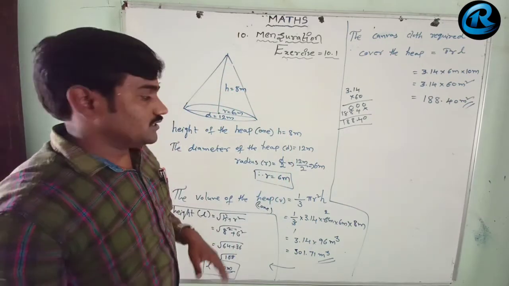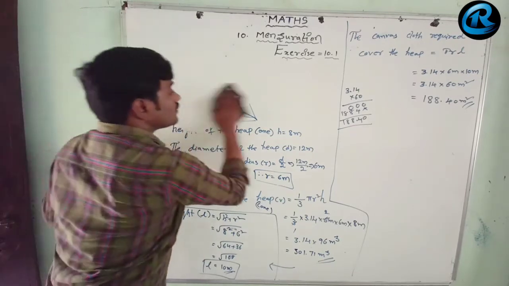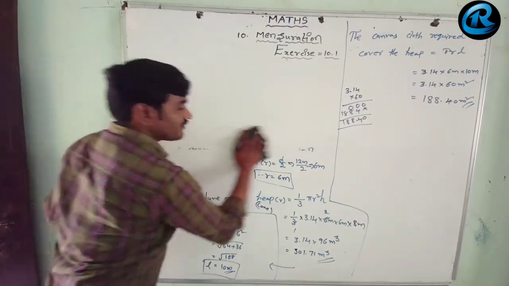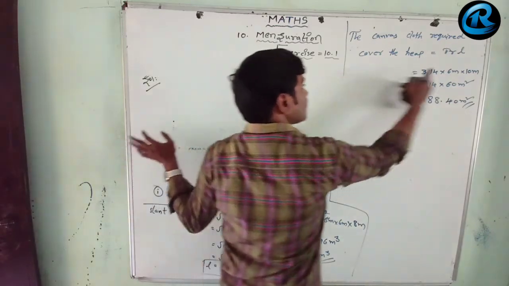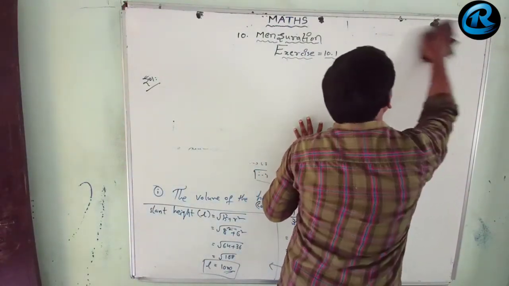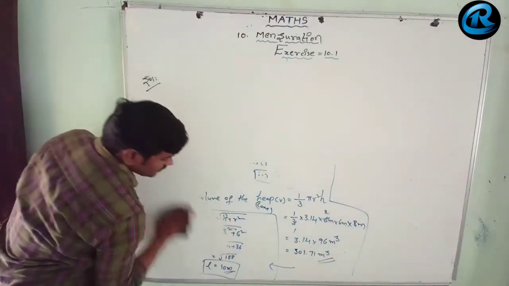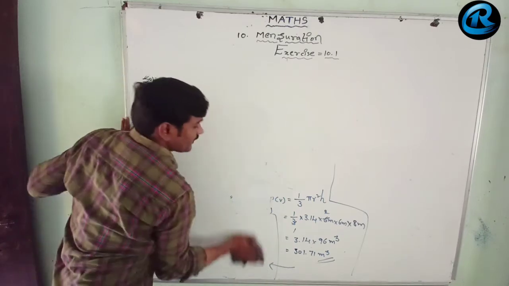I hope you understood. The two things we have to identify in this question: either we have to use curved surface area or total surface area. The heap is not covered underneath, only the top is covered, so we cover only the curved surface area. So we have to do like that.